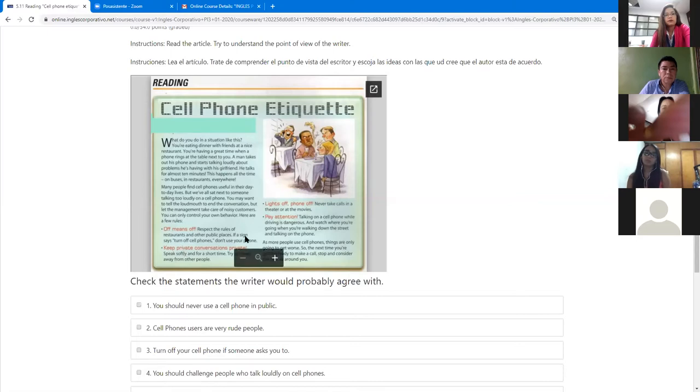The next one, keep private conversation private. Speak softly and for a short time. Try to move away from other people. If it is something personal, stand up, go outside, go to the garden, or speak low, so that people don't hear your problems or your private things.